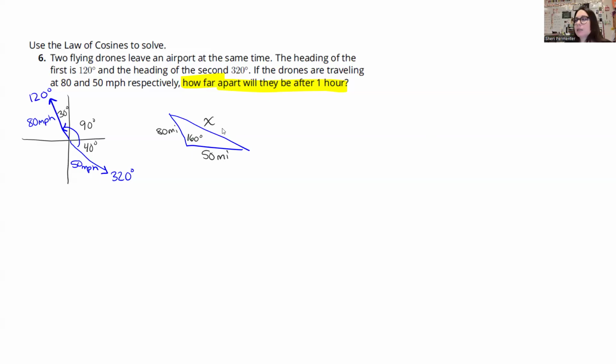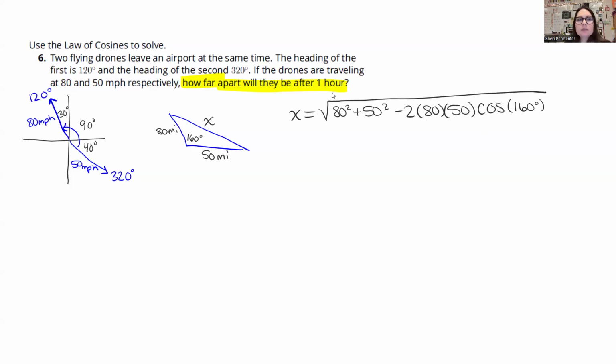I want to know a side length, but I don't want to know the side length squared. So I'm going to have to set it up as x equals the square root of the two side lengths that I do know: 80 squared plus 50 squared minus 2 times 80 times 50 times cosine of the angle that I know, 160. Every single time when you set this up, it'll be whatever side length you want to know, and then the two that you do.